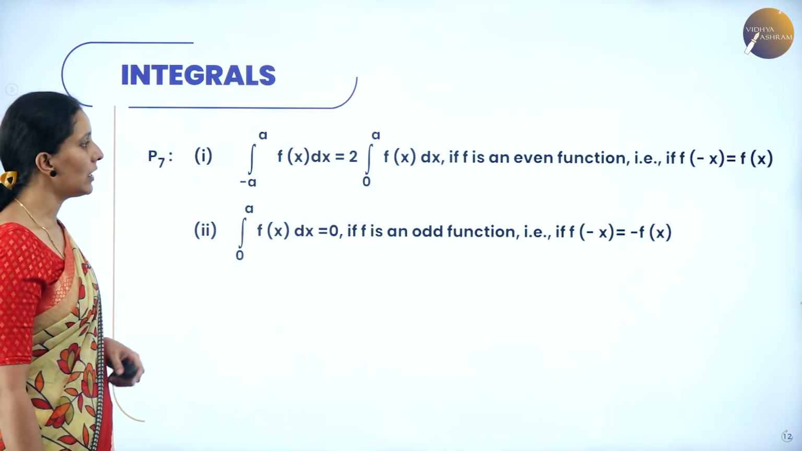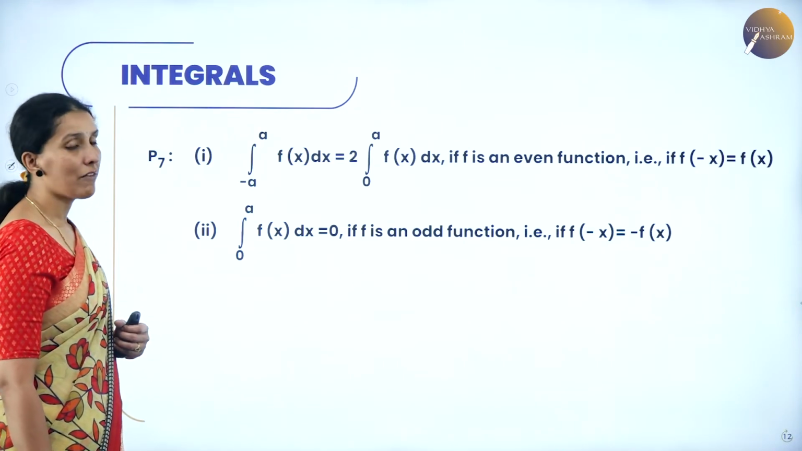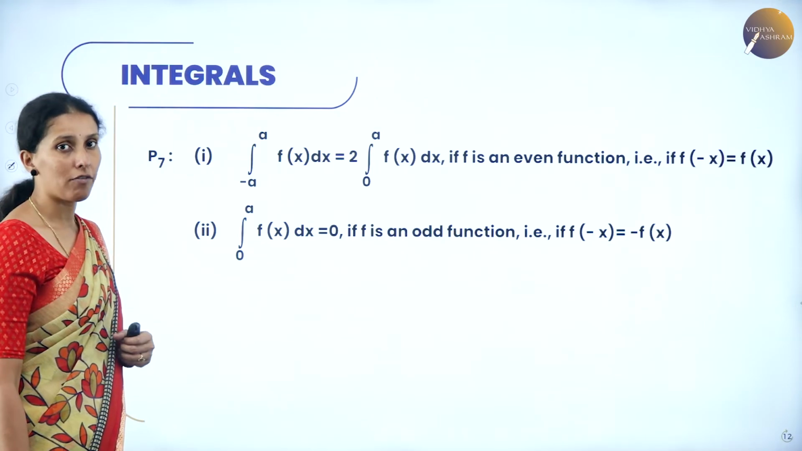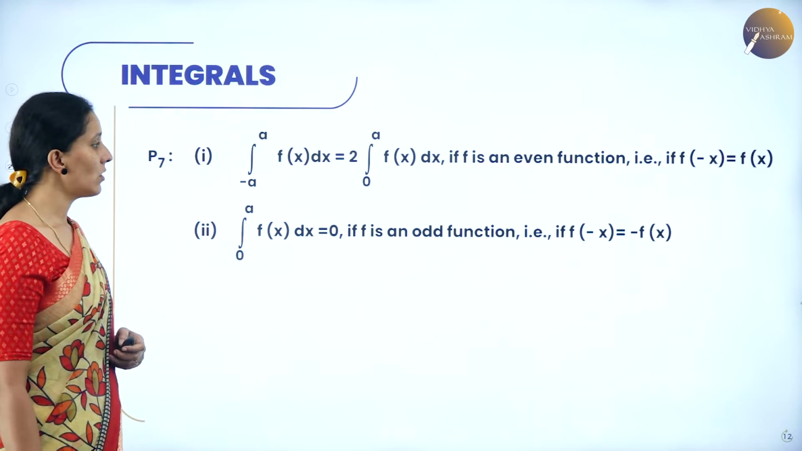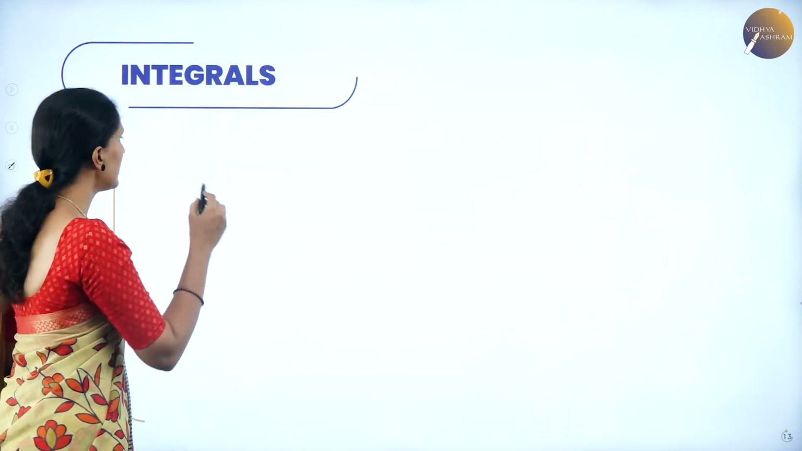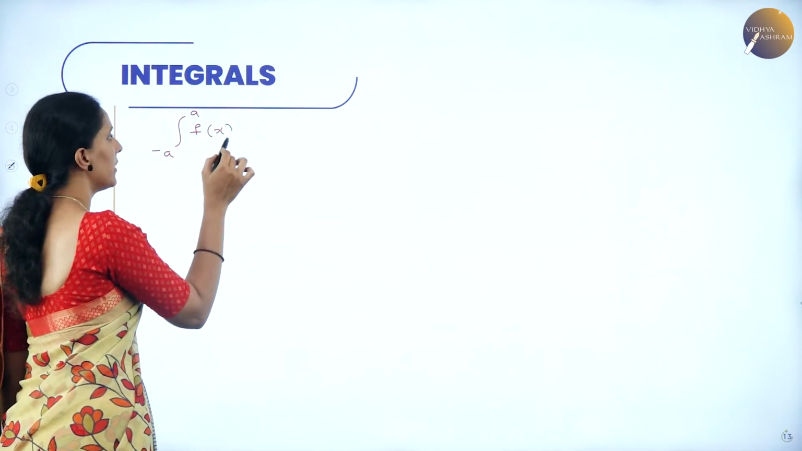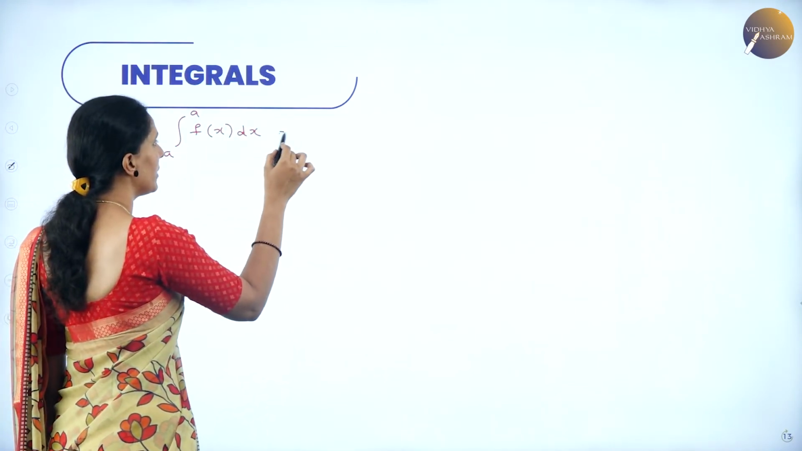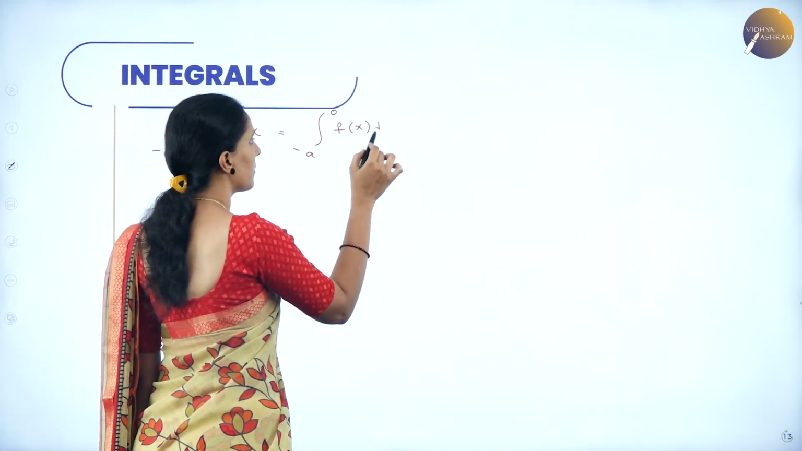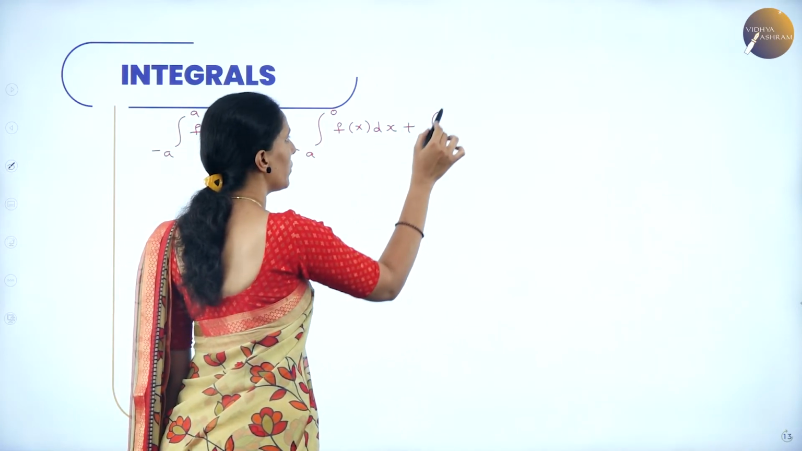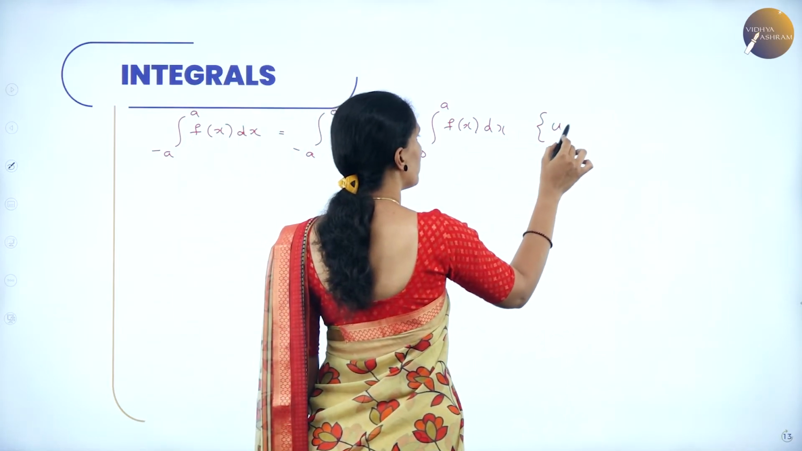So this is what the property says. Whenever the function is even, then the integral value is 2 times 0 to a f of x dx. When the function is odd, then the value of the integral is 0. So now let's prove this property. Now consider here minus a to a f of x dx. Now let me write this as minus a to 0 f of x dx plus 0 to a f of x dx. So this is using P2.